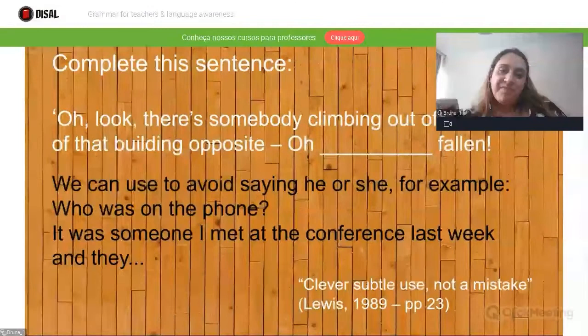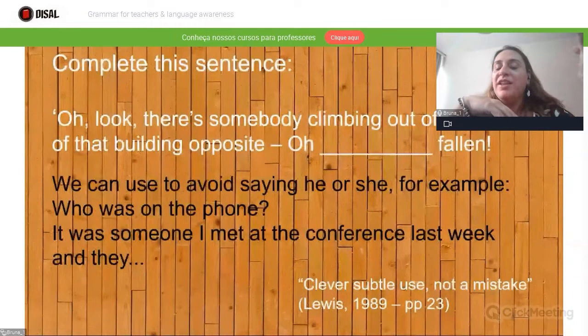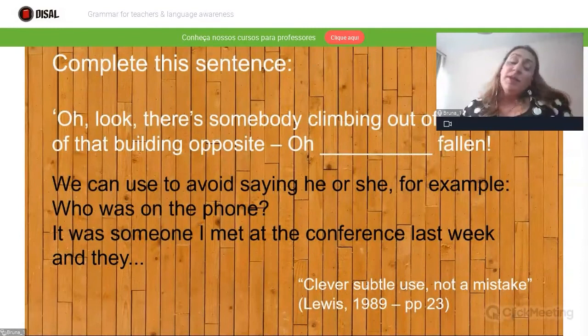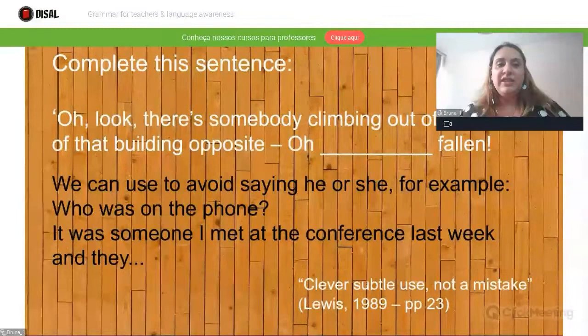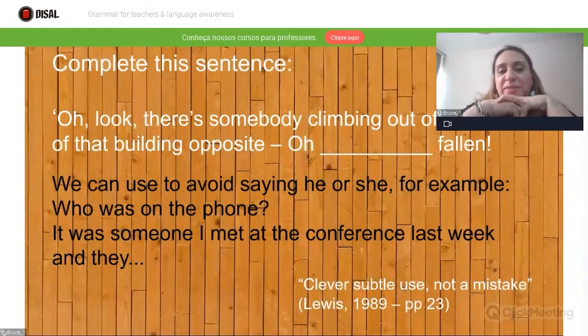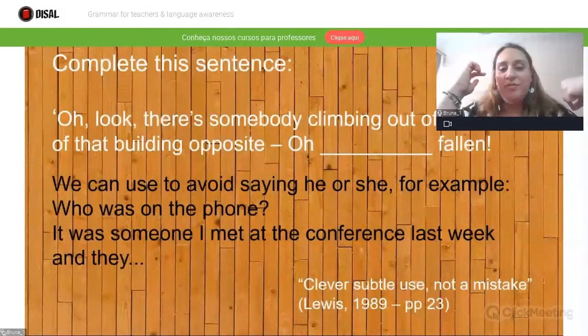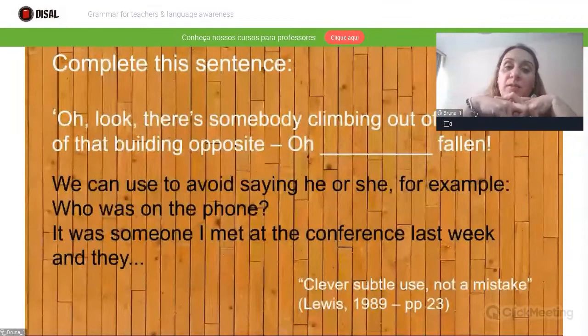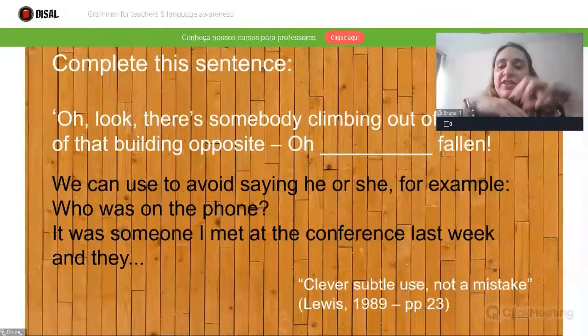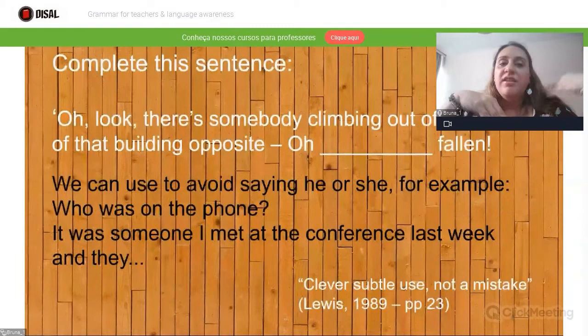Exactly the example that Nilsson put there. So like, someone left their umbrella there. And then we can use their instead of his or her, because we don't know or because we don't want to mention the gender. So instead of he or she, instead of him or her, instead of himself or herself, we can use they and all the variations. So this is something interesting that we could use. And then when we think like, who was on the phone? It was someone I met at the conference last week and they, so I'm not mentioning if it's he or she. So this is something that is very common nowadays, and we definitely can use they instead of he or she. So we can use they, their, them, and so on. Okay?